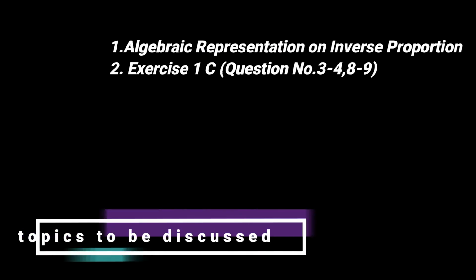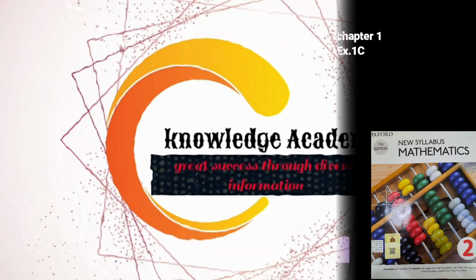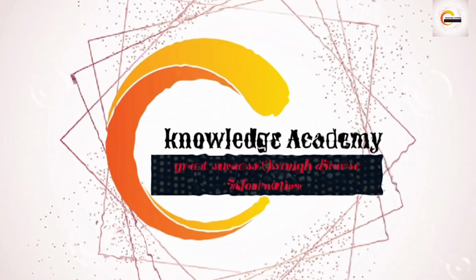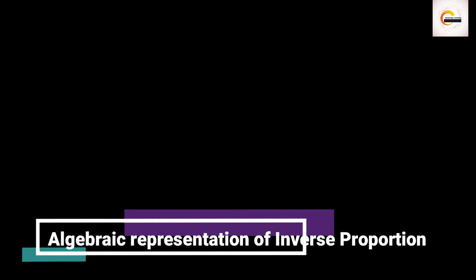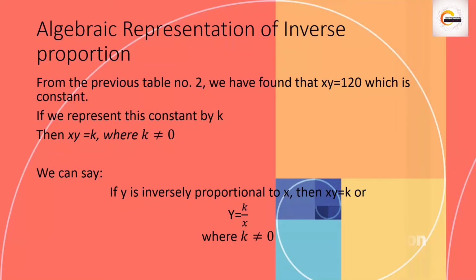Topics to be discussed are algebraic representation and inverse proportions, exercise 1C, question number 3, 4, 8, and 9. For reference, we are using exercise 1C of this book, so stay tuned. Now, algebraic representation of inverse proportion.